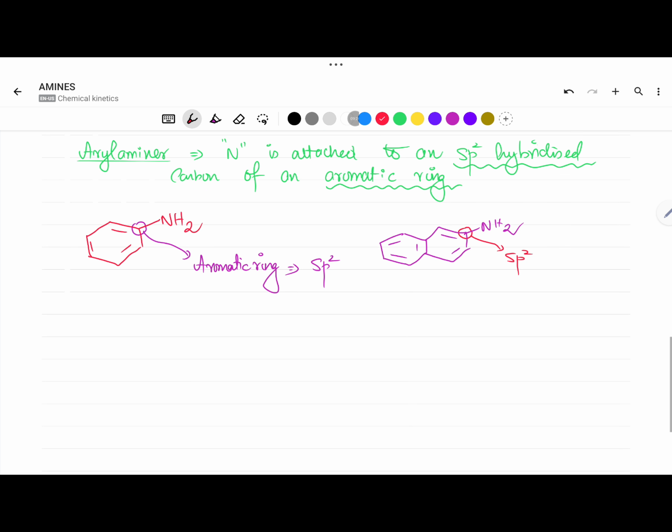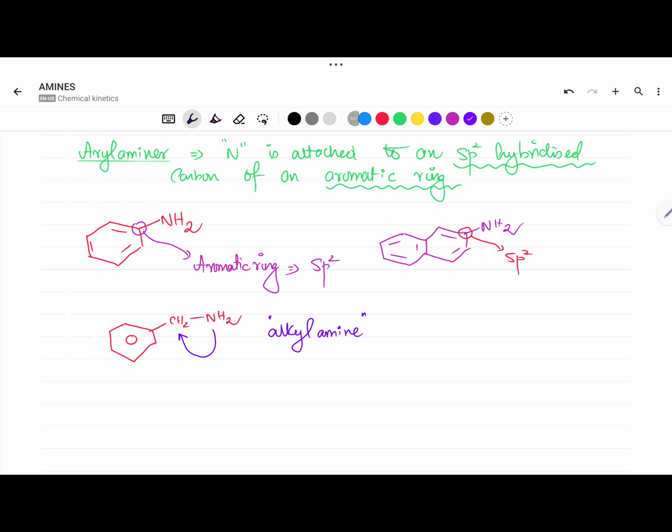Suppose I have a compound like this, for example. This is a benzene ring, then I have a CH2 group. To this CH2 group the NH2 is attached. So is it an aryl amine or an alkyl amine? By this time you should have guessed that this NH2 group is not a part of the ring. It is not attached to the ring directly, but to this particular CH2 group, not the benzene ring itself, so it is an alkyl amine.